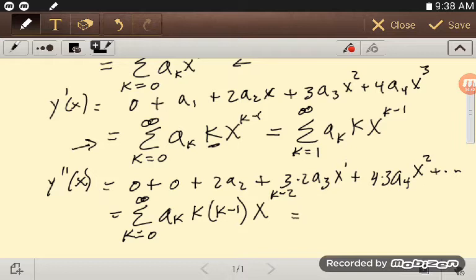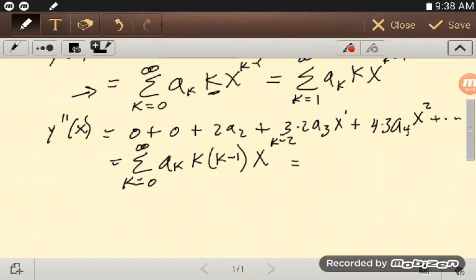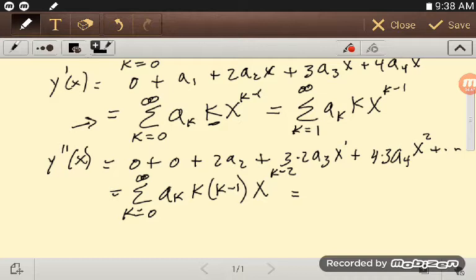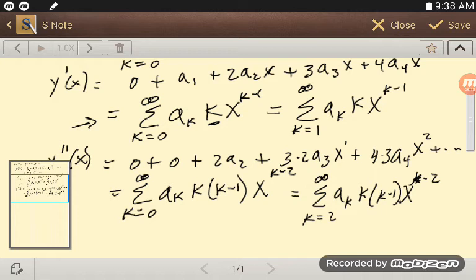Now in this case, the first two terms are 0, because when k equals 0, I get 0. When k equals 1, well, I get 1 minus 1, so I get 0. And so we could just not have it start at 0, but at 2, which is typically what you will see. So a sub k, k minus 1, x to the k minus 2. Okay, so that's taking derivatives.